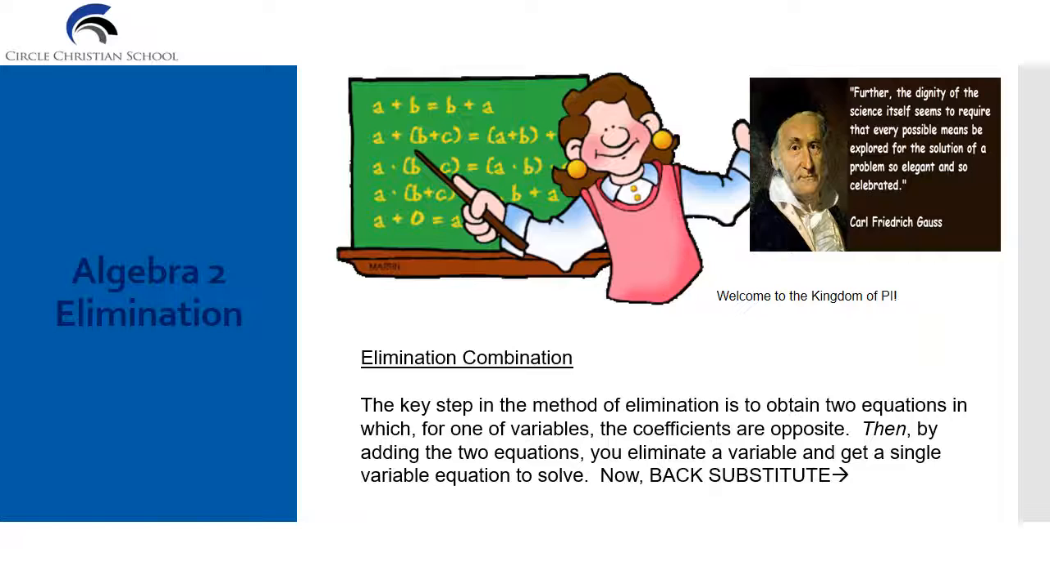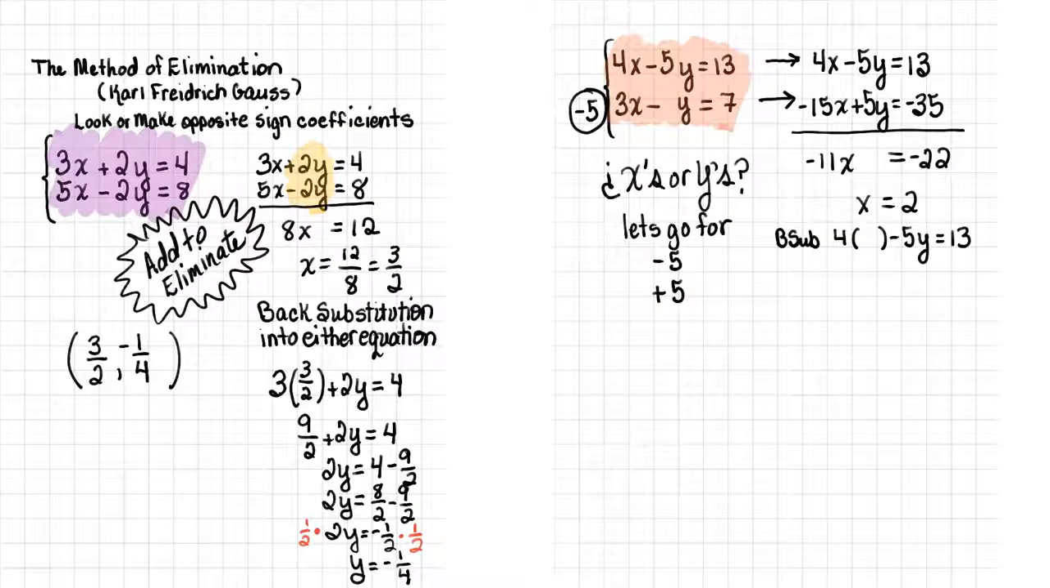"Further, the dignity of science itself seems to require that every possible means be explored for the solution of a problem so elegant and so celebrated." Carl Friedrich Gauss. The method of elimination. Carl Friedrich Gauss is fairly much responsible for this method, among a few others that we're also going to investigate as to how to find x and y.